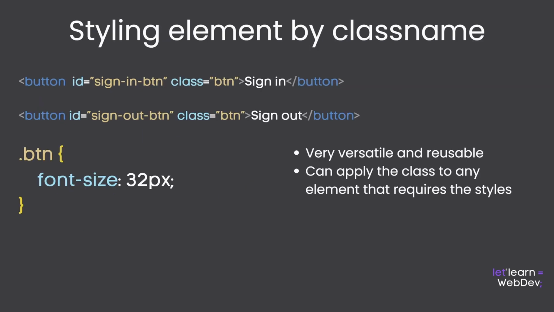Moving on to styling by class name. For this, we use the dot selector followed by the class name. Styling by class is super common because it's versatile and very reusable. Multiple HTML elements can share the same class, so our styles will target all those elements with just one rule.